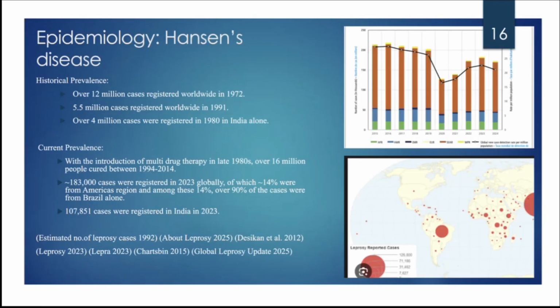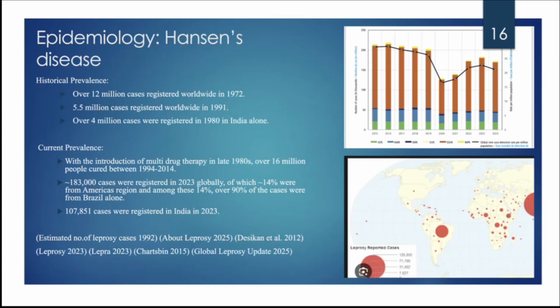And coming to the epidemiology of Hansen's disease, though this disease is not as fast spreading as meningitis, this one too has significant cases recorded prior to the intervention of vaccines. So historical prevalence was, in the year 1972, over 12 million cases recorded worldwide, and about 5.5 million cases were recorded in 1991. And an interesting other fact is in the country of India alone, there were over 4 million cases in 1980.